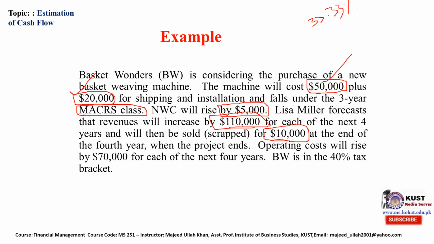When the project ends, operating cost will rise by $70,000. So that is the operating cost increase, against operating revenue. So net revenue will be $40,000, that is $110,000 minus $70,000. Now basket vendor is in the 40% tax bracket. So the tax rate is 40%.